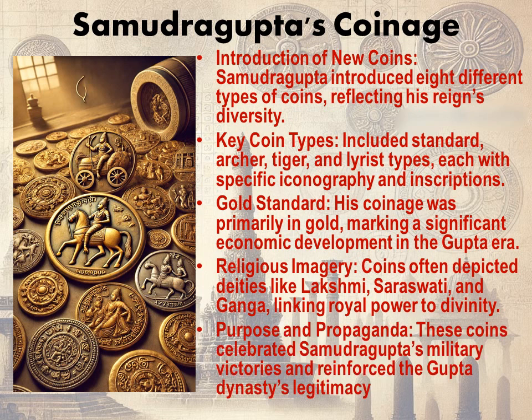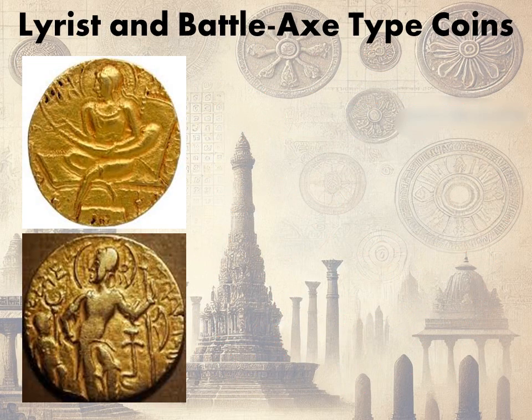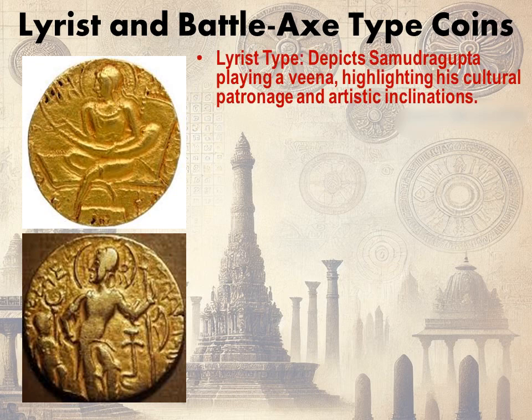These coins celebrated Samudragupta's military victories and reinforced the Gupta dynasty's legitimacy. So, these coins celebrated the military victory of Samudragupta and established the Gupta dynasty as the legitimate rulers of the subcontinent. Now, lyrist and battle axe type coins. We will go through the main and important types of coins which were introduced by Samudragupta.